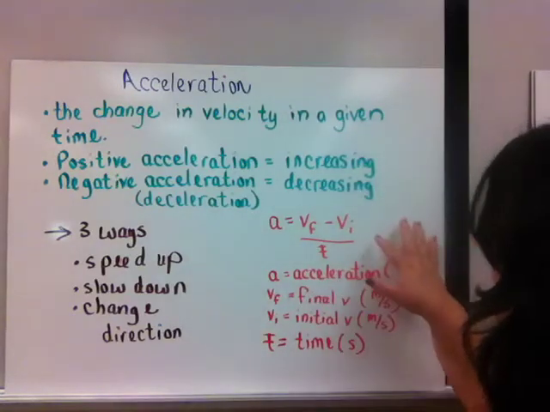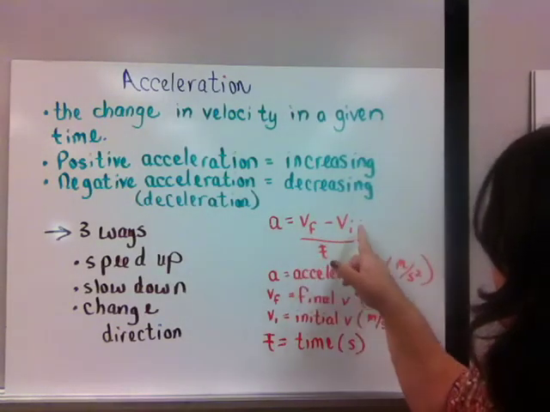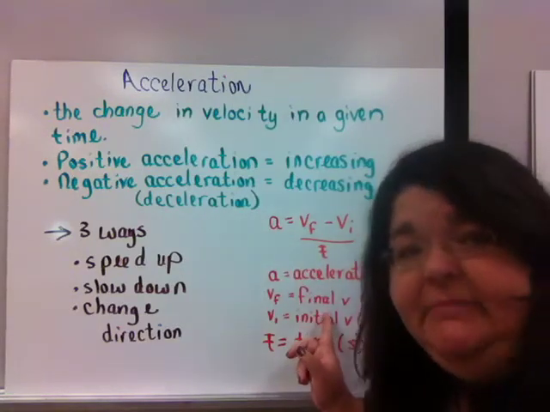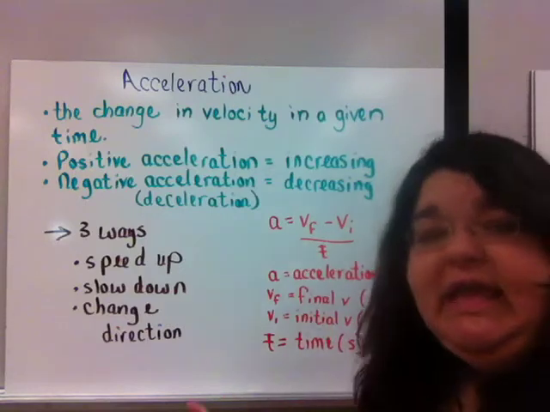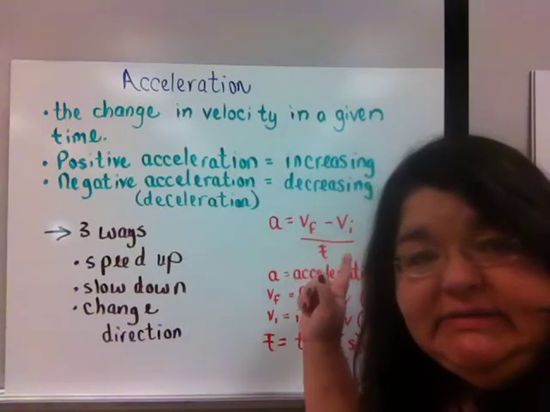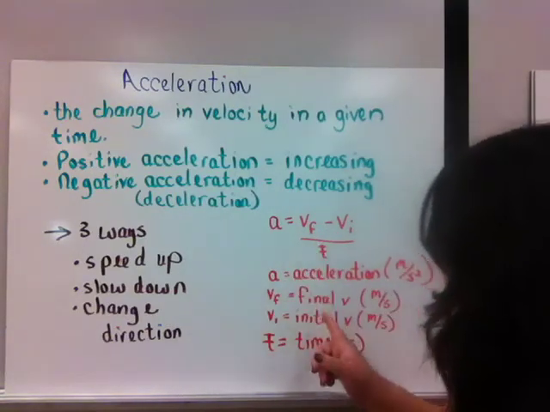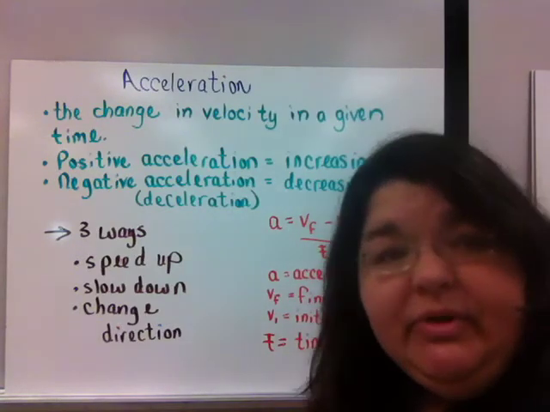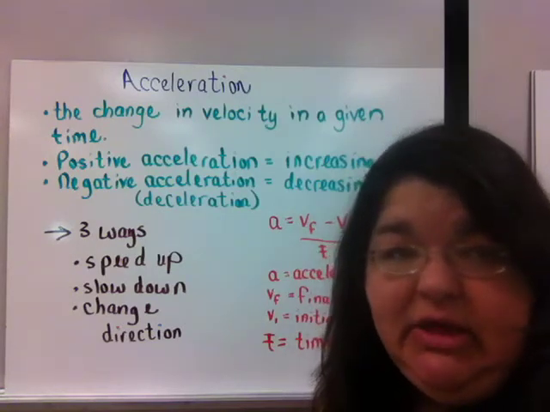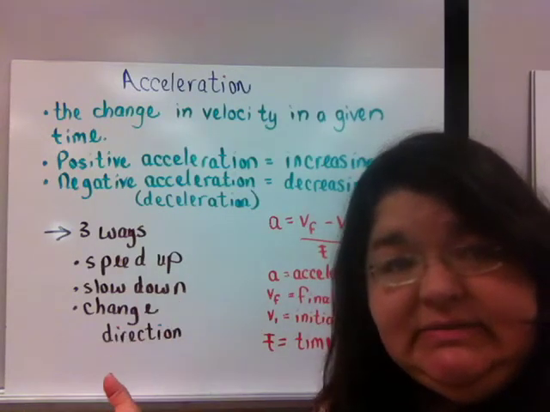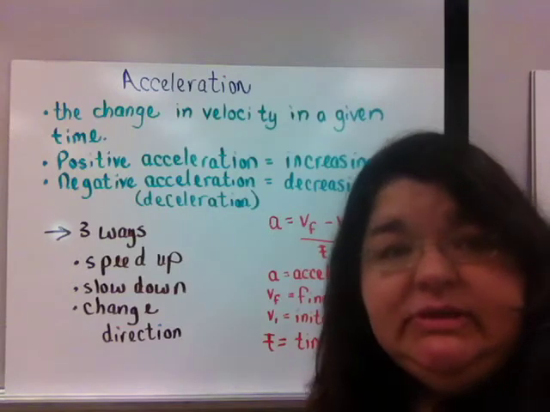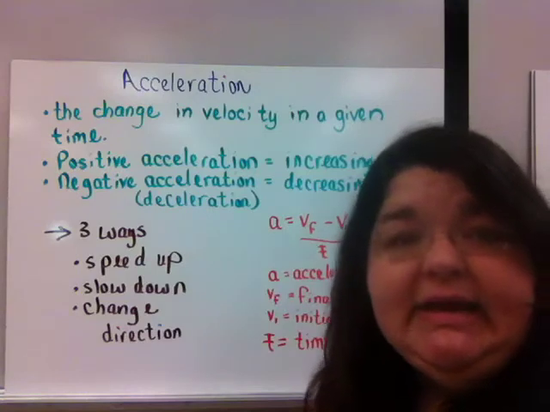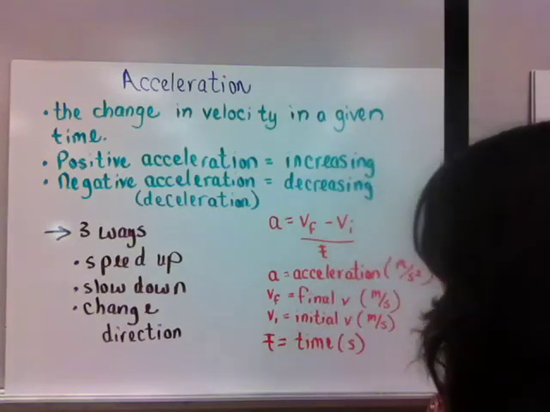All right. Our formula for acceleration is VF minus VI over T. Now, this VF is your final V, and the VI is your initial V. So notice that it is last minus first. So you want to make sure that you take the last speed and subtract the initial speed from it. Remember, it's not high minus low. It's just going to be last speed minus first speed. So it is possible to get a negative answer here. Especially if I'm decelerating, I should get a negative answer.